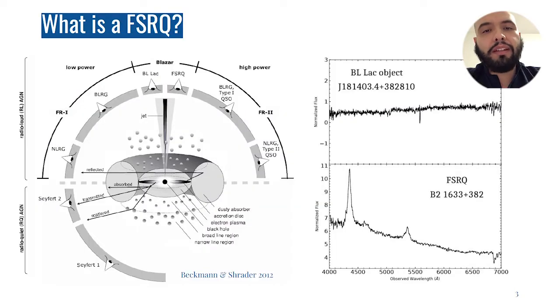A flat spectrum radio quasar is a type of blazar, which is a type of active galactic nucleus with a relativistic jet pointed towards Earth. FSRQs are composed of a supermassive black hole with a relativistic jet, an accretion disk, an electron plasma also called hot corona, hot clouds of gas called the broad line region, in addition to slower colder clouds at kiloparsec scales called narrow line region. FSRQs present broad lines in their optical spectra, as you can see in the bottom panel of the right figure, in contrast to blazars of BL Lac type, which do not show emission lines, at least not with equivalent widths greater than 5 angstroms.